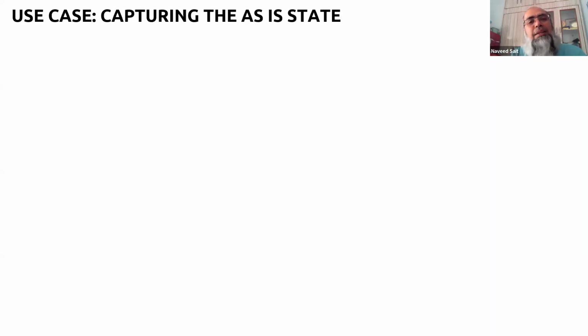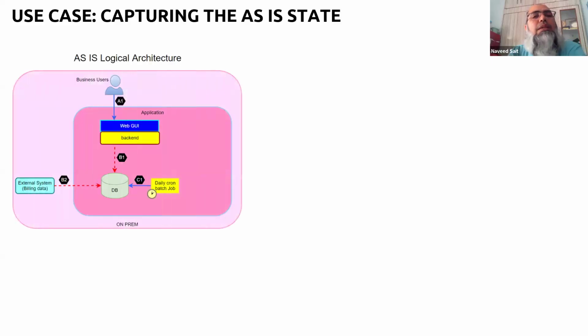Once we get the data, this is what it is today, and this is what you would like to have. This is how an as-is state gets captured. One simple example. When I say as-is, how it is working today before I move your application to the cloud. Maybe you have business users talking to your application. Okay. When I say GUI, it's basically graphical user interface. This is the website that you use.